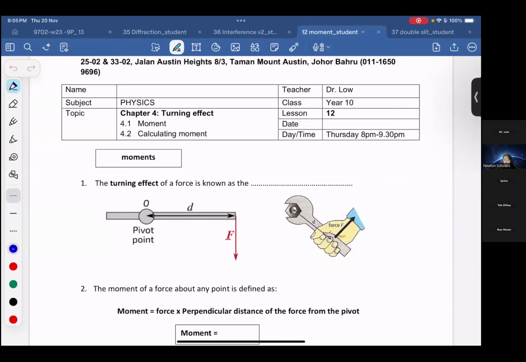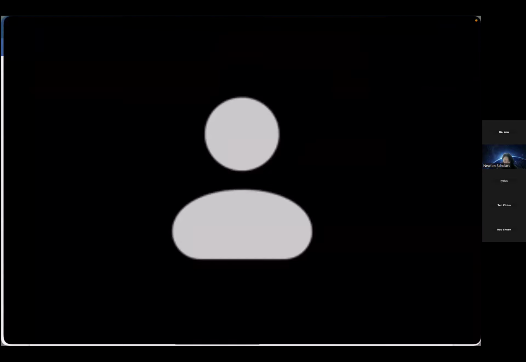Okay, boys and girls, we continue our lesson. Today we will learn chapter 4 regarding the turning effect. Okay, wait, let me check.